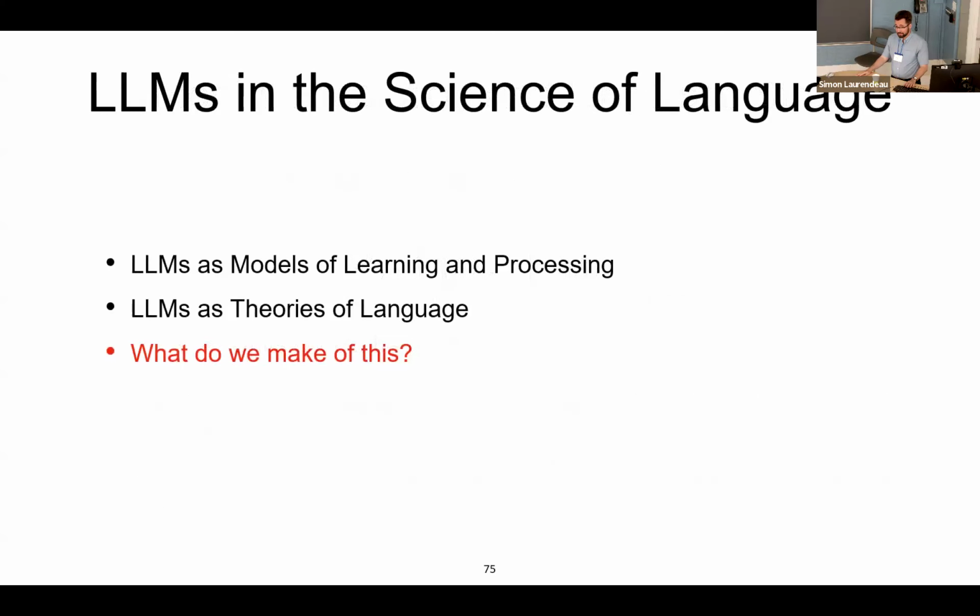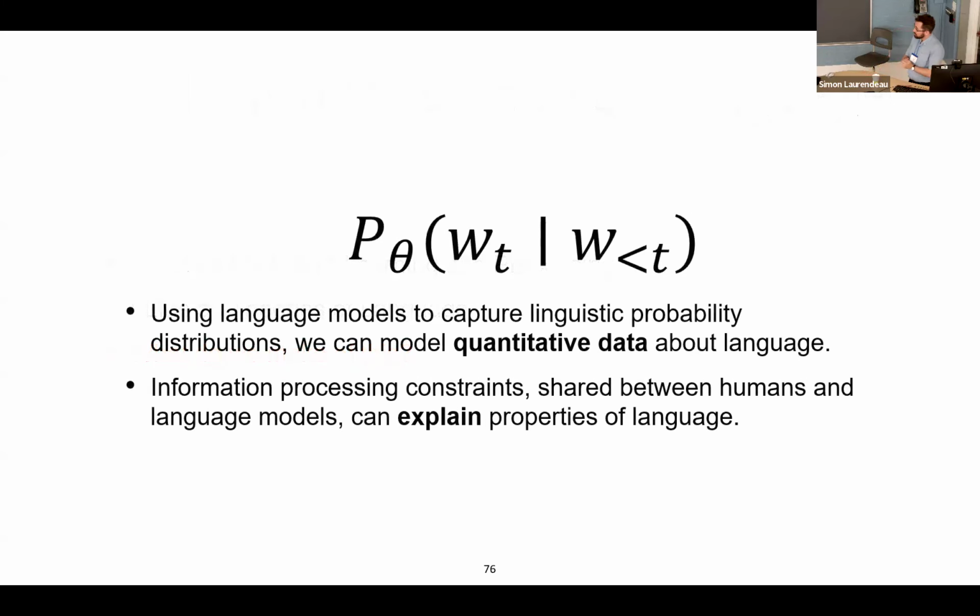What do we make of this? Concluding now. We've seen that using language models to capture linguistic probability distributions, we can model quantitative data about language, about grammaticality, about processing. We've seen that the information processing constraints, which are to some extent shared between humans and language models, can actually explain properties of language, because human language processing appears to be about this same kind of incremental prediction that language models are doing.